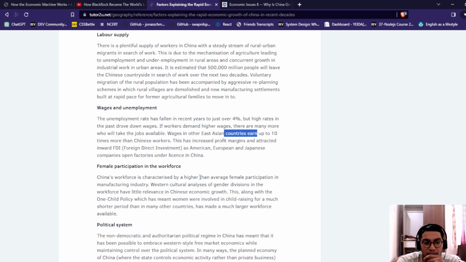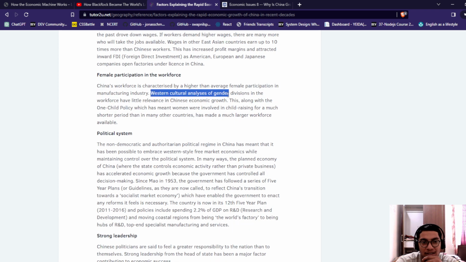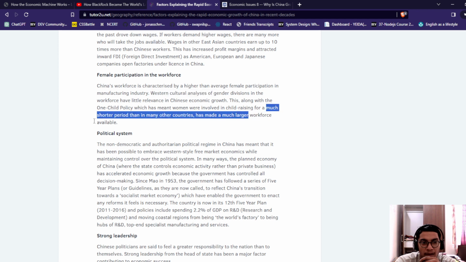Female participation in the workforce. China's workforce is characterized by higher than average female participation in the manufacturing industry. Western cultural analysis suggests women in the workforce have little relevance to China's economic growth. This, along with the one-child policy, which has meant women were involved in child raising for a much shorter period than in many other countries, has made a much longer working life available.